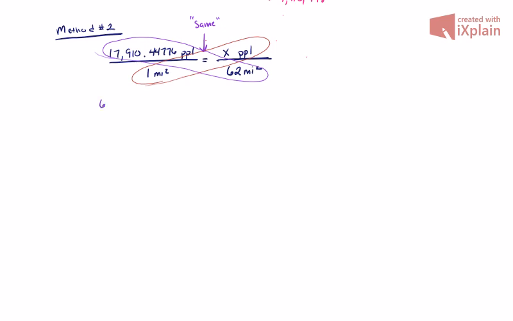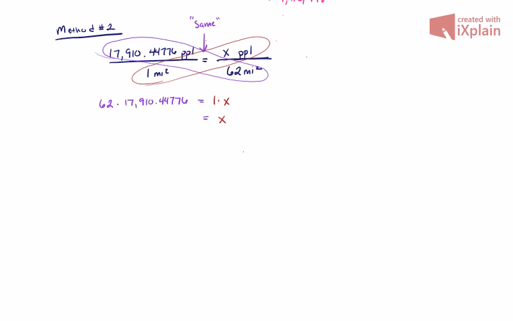So as a result, we get 62 times 17,910.44776 is equal to, we have 1 times x. So if we clean this up, 1 times x, we'll take care of that really quick. That's pretty easy. It's just going to be x, because 1 times anything is itself.